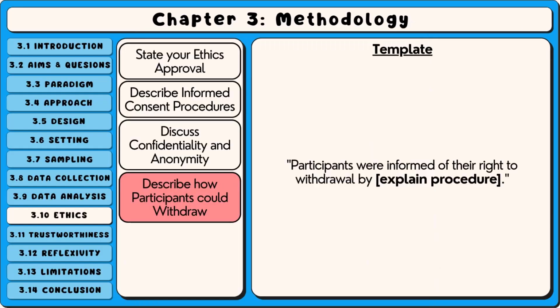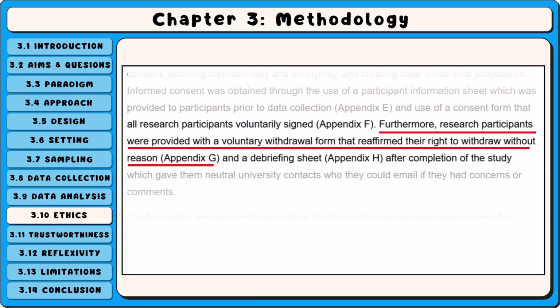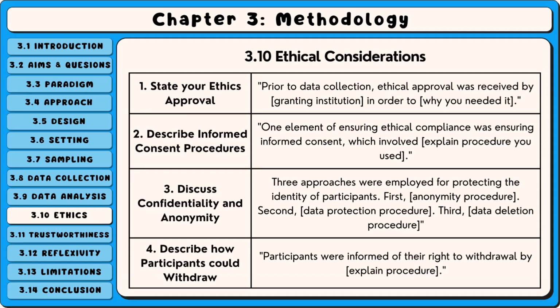Here's a template for writing this step. Participants were informed of their right to withdraw by, and then explain the procedure. Here's a sample. Furthermore, research participants were provided with a voluntary withdrawal form that reaffirmed their right to withdraw without reason, see Appendix G. That brings us to the end of section 3.10, the ethical considerations.